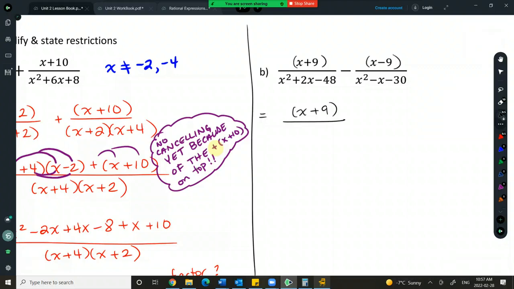Can we factor the bottom left? Multiplies to negative 48 adds to 2. Are there any numbers that work for that? Multiplies to negative 48 adds to 2. 8 and negative 6 should work, and it's easy factoring. X squared has a coefficient of 1. So positive 8 and negative 6 should work.